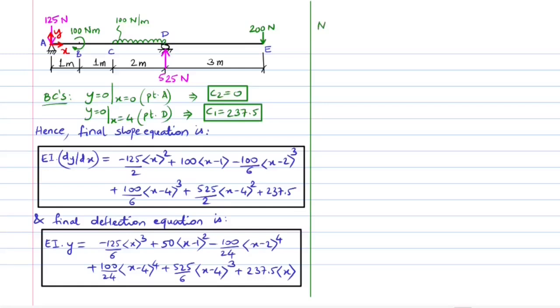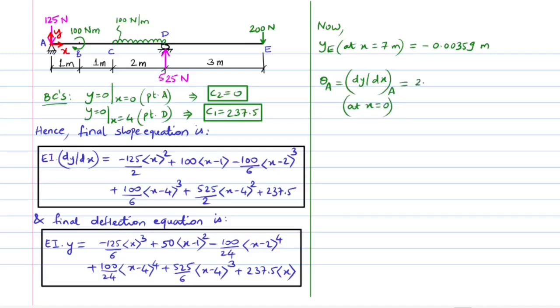The deflection at point E, that is for x equal to 7 meters, is found to be 3.59 millimeters acting in downward direction. The slope at end A, that is for x equal to 0, is found to be 2.375 times 10 to the power of minus 4 radians or 0.0136 degrees. The deflected shape of the beam is finally drawn in the beam loading diagram for reference and interpretation.